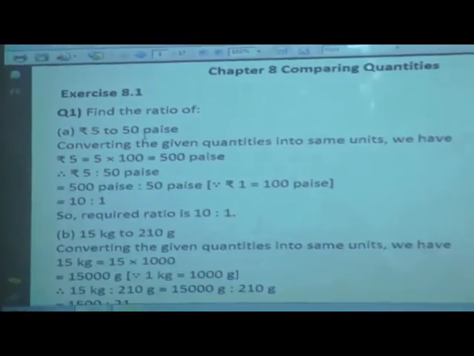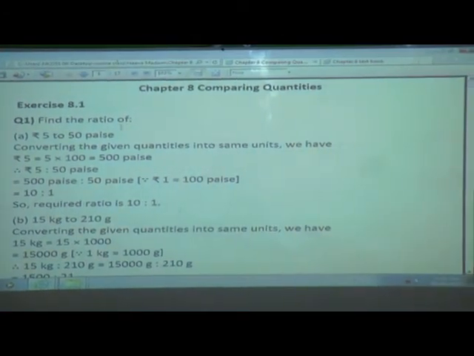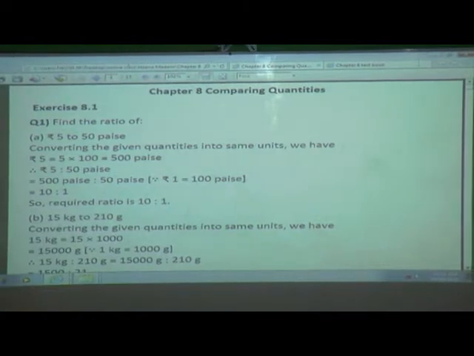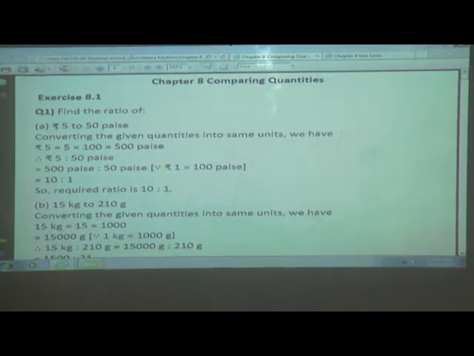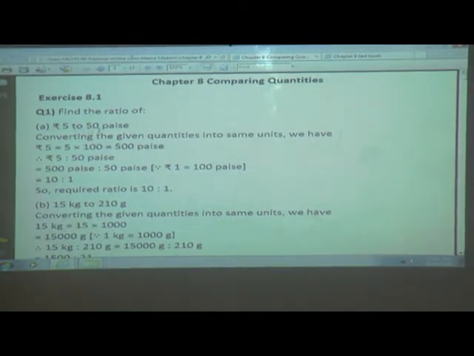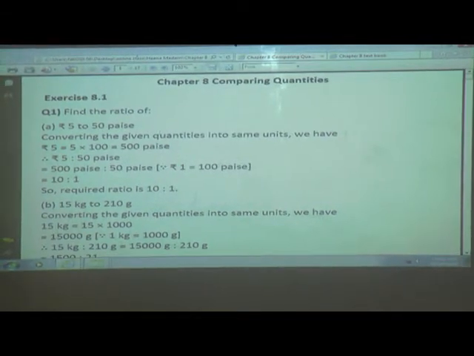Here we have to find the ratio of rupees 5 to 50 paise. Already we had learned in the introduction that the unit of the quantities should be the same. But here it is given as rupees 5 to 50 paise. So what do we have to do? In the example sum we had kilometer and centimeter, and we have to do the same here. First we have to convert rupees into paise.